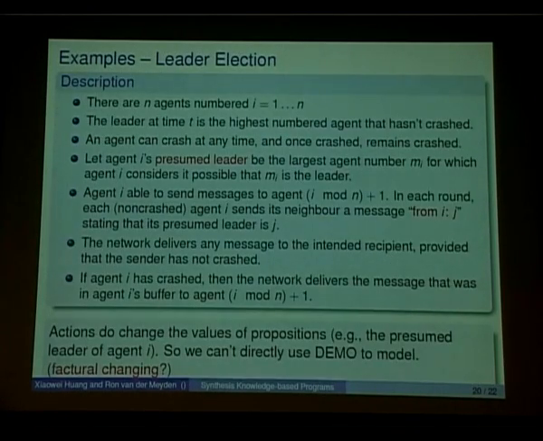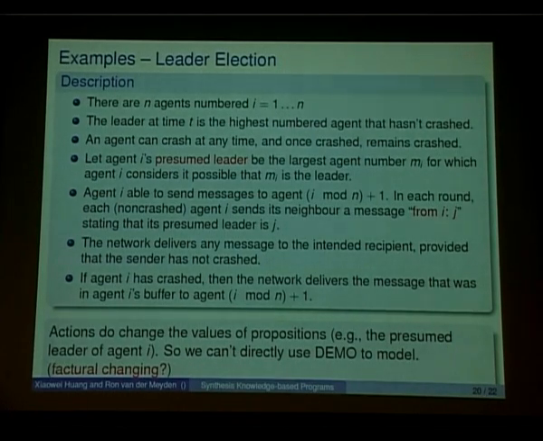Now let's see the second evaluation. The second example is on a distributed algorithm: leader election on a set of agents. First of all, the real leader of these agents is the one that has the highest numbered index.